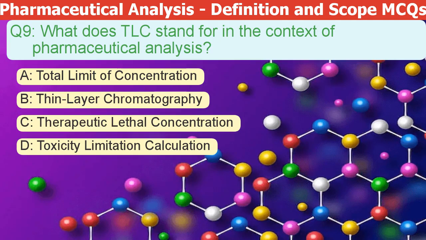What does TLC stand for in the context of pharmaceutical analysis? A. Total limit of concentration. B. Thin layer chromatography. C. Therapeutic lethal concentration. D. Toxicity limitation calculation.